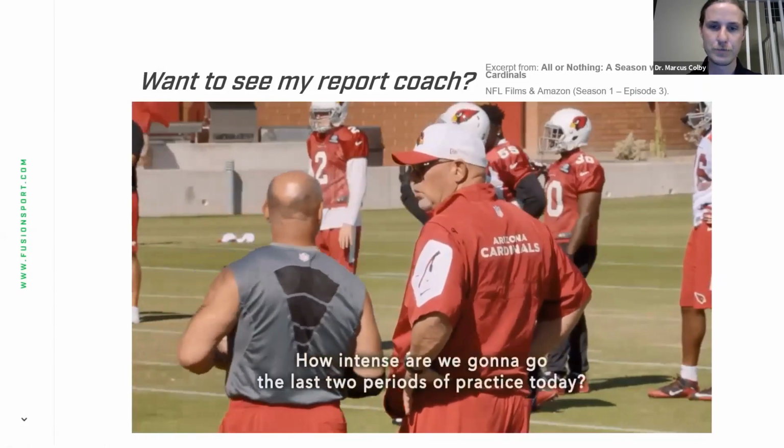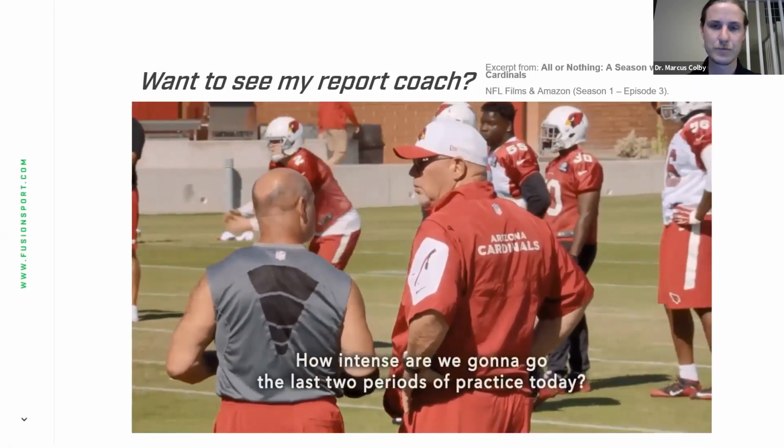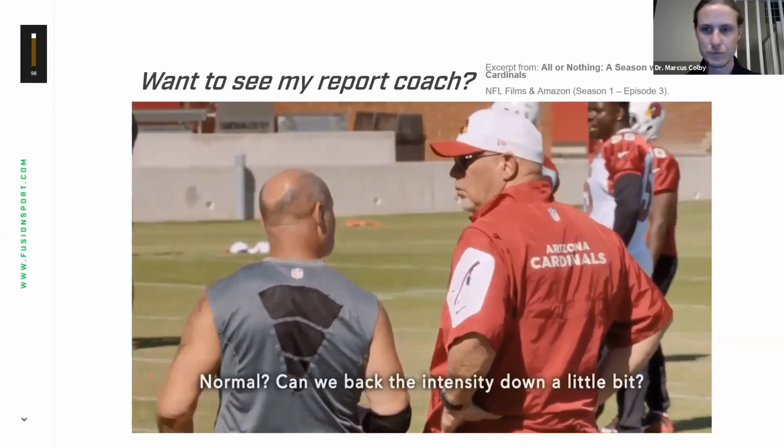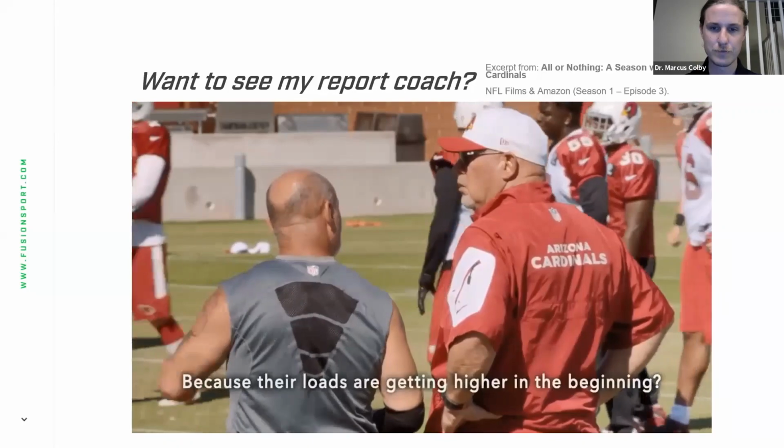How intense are you in the last two periods of practice today? Normal. Come back to intensity down a little bit. Also, the loads are getting higher at the beginning.